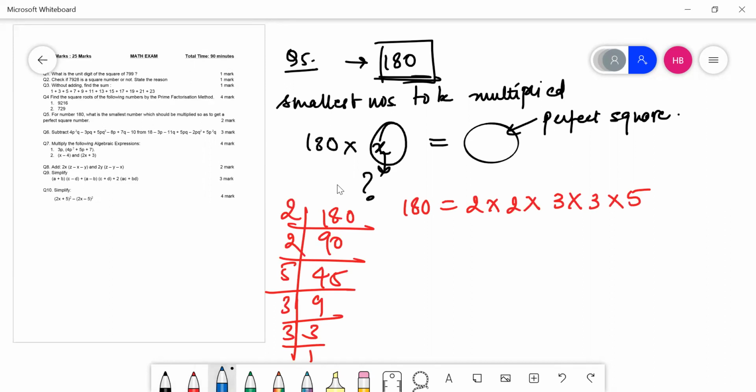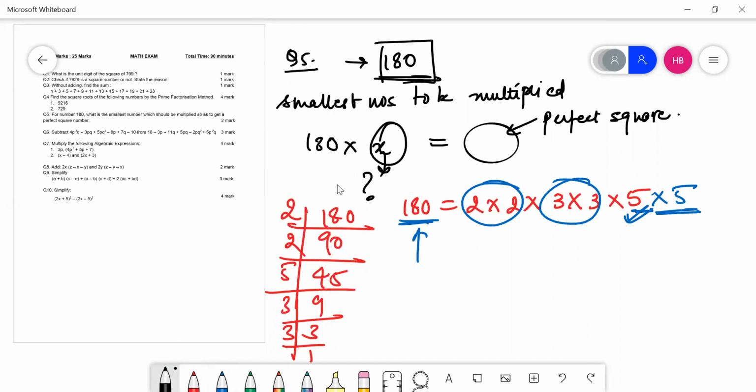Now, can you tell me whether this number is a perfect square or not? No, it's not a perfect square because 2 is in pair, 3 is in pair, but 5 is not in pair. So as to make this a perfect square, I have to make 5 in pairs, right? How can I do that? I can multiply 180 with 5 so that if I get one more 5, then this number can become a perfect square. So I have to multiply 180 with 5 so as to make this number a perfect square.